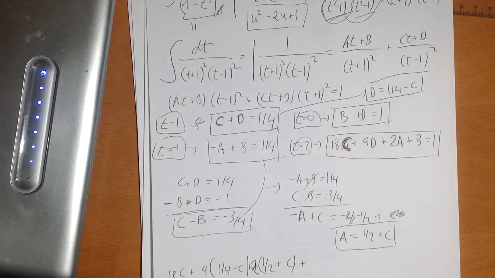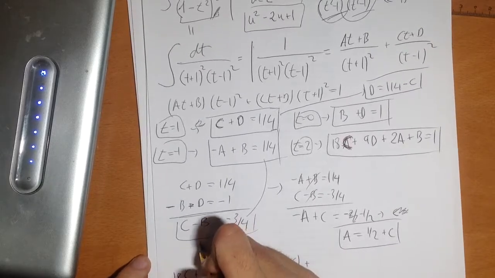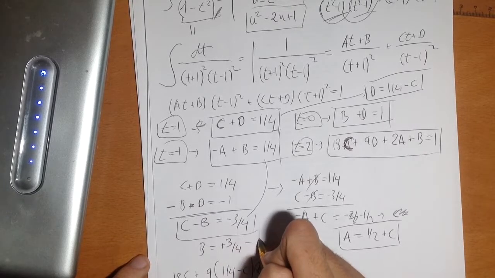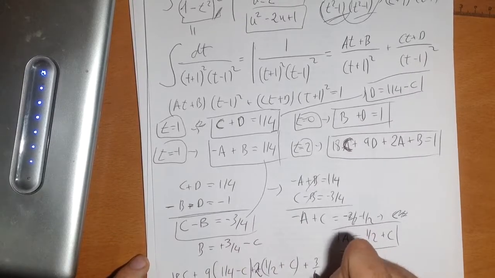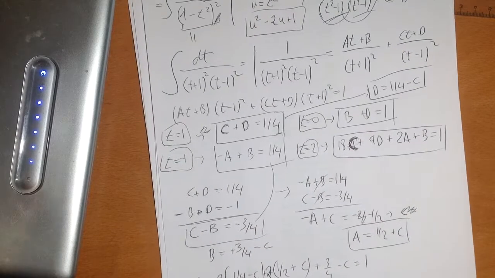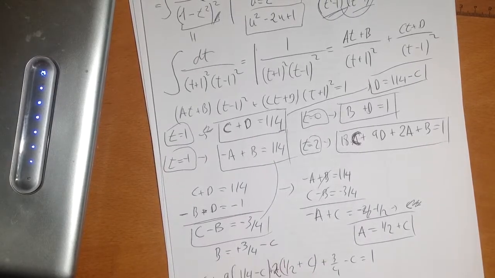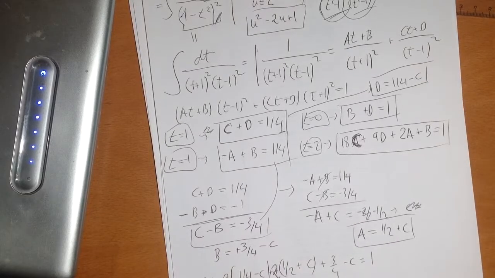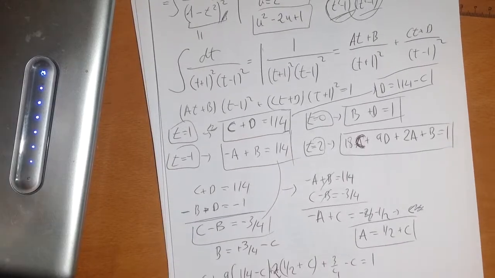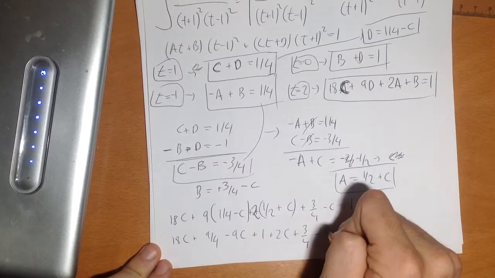B, we have it right here. So we just have to compute. Three-fourths minus c equal to 1. So now we just have to solve for c. 18c plus 9/4 minus 9c plus 1 plus 2c plus 3/4. Yeah, let's check it out. Right here, minus c.